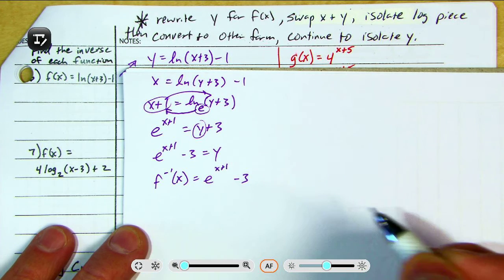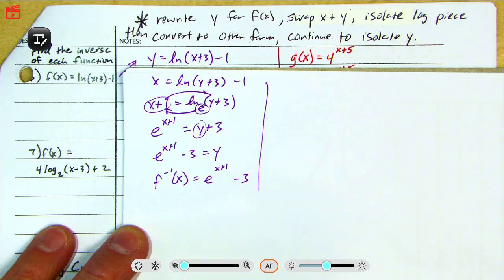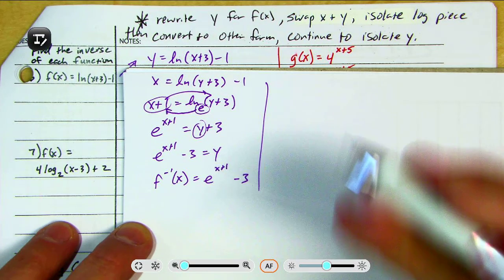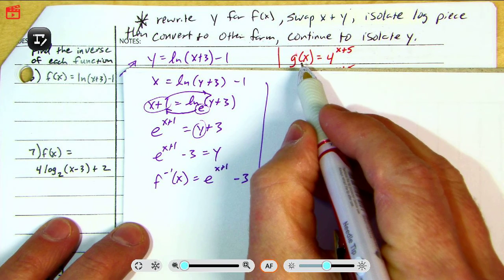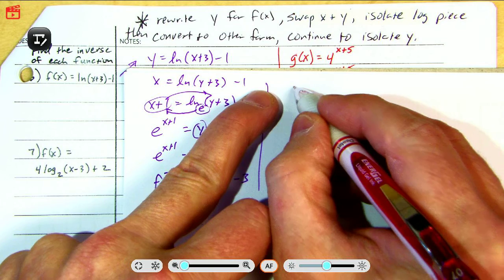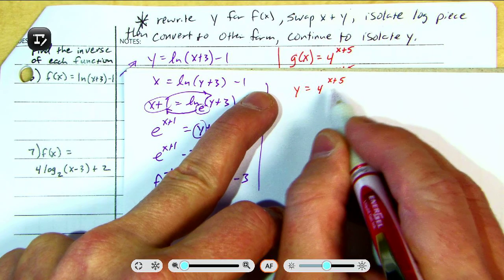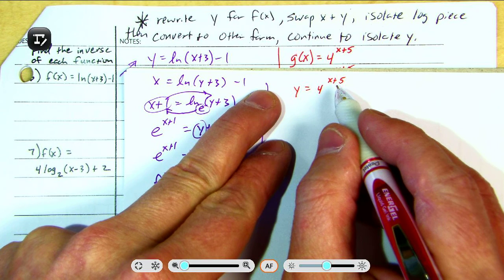All right? Would you guys like to see the same thing but starting from the other function right there? Everybody say yes. Yes. Yeah. What's the first thing I do? What do I do for this function notation right here? Yeah, just make it a y. So y equals this stuff. Is this isolated? Is this ready to convert? Everybody say yes. Yes.